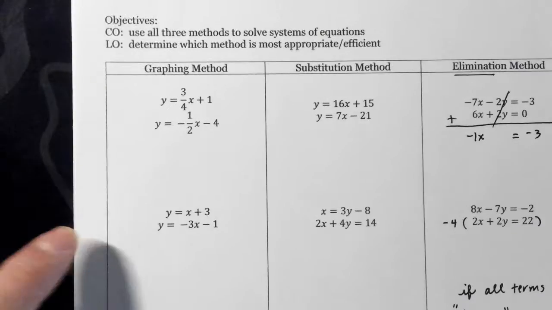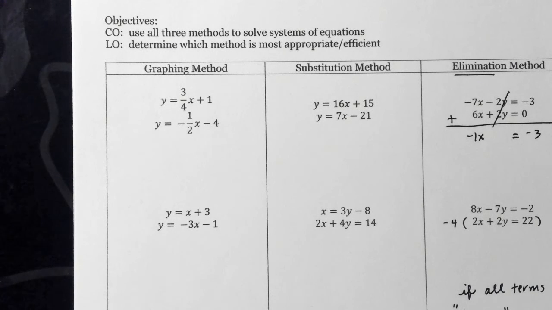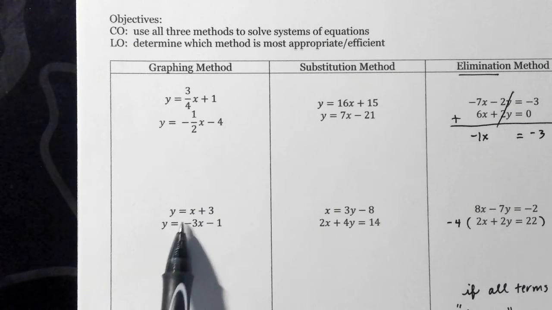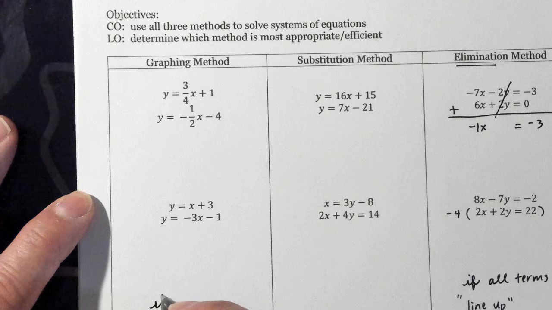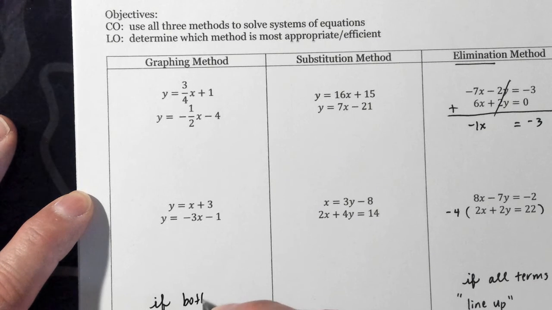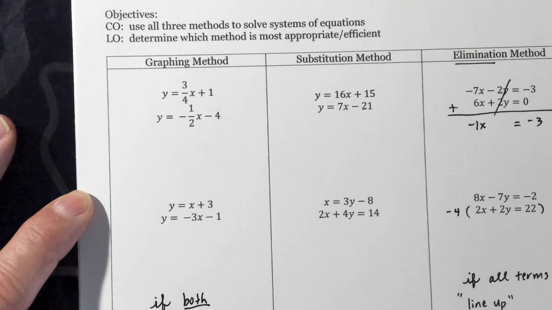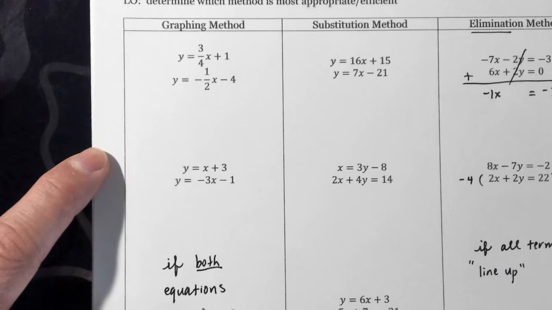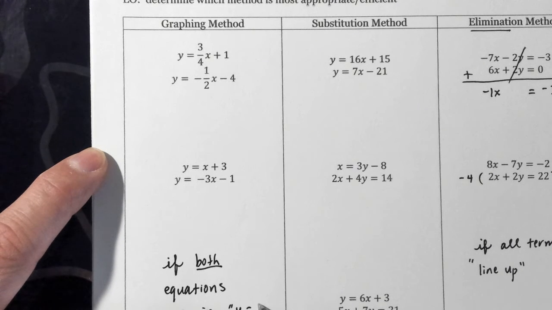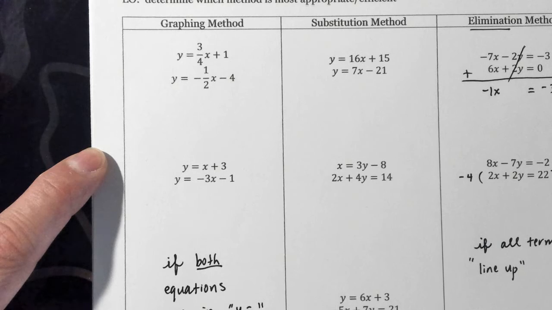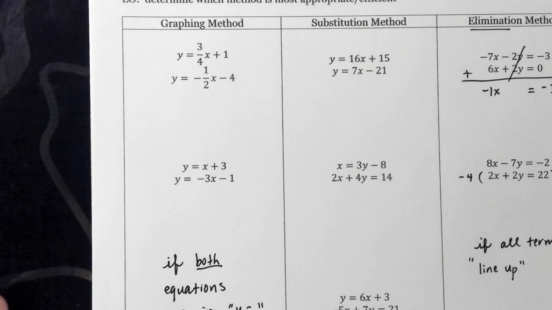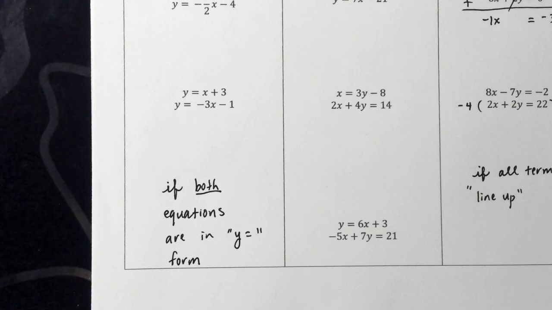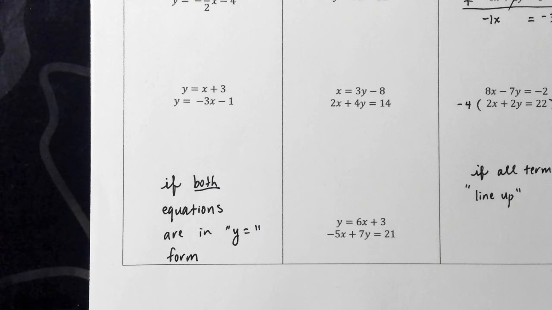Let's talk about graphing method next. This is also pretty easy to tell. So in both situations, you got y equals, y equals. So if both equations are in y equals form, or slope-intercept form, whatever you want to call it. The name of the form isn't important. What's important is that the y is by itself. If the y is by itself, it's ready to be graphed.